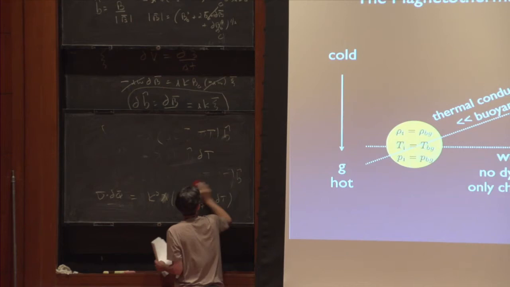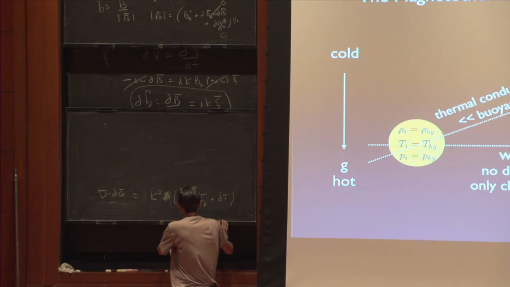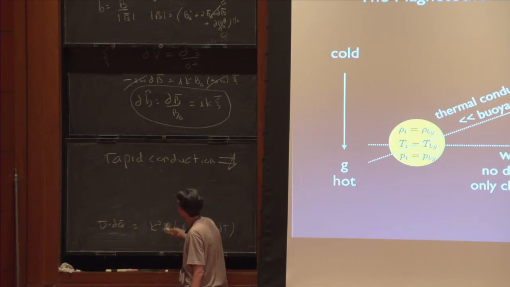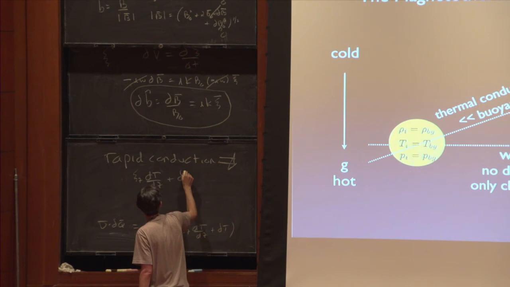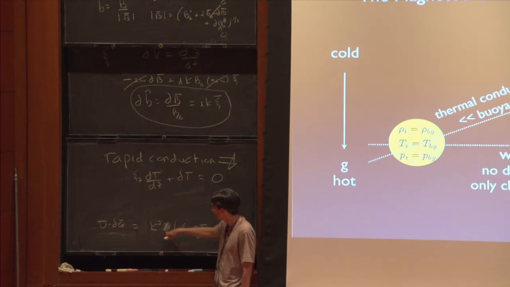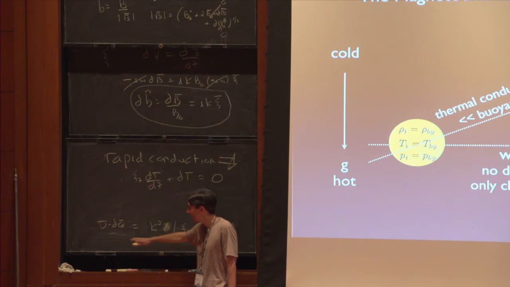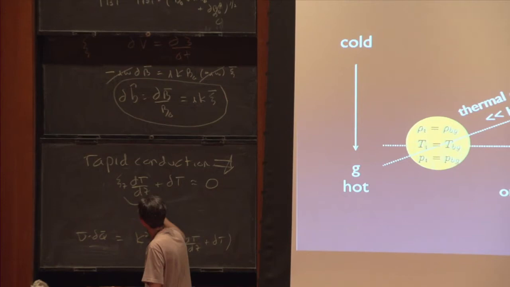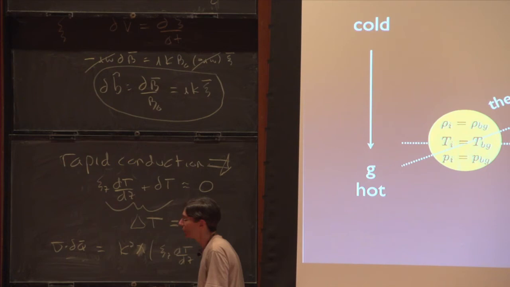So what that means is that rapid conduction implies that psi z dT/dz plus delta T is approximately zero. You can think of this as you're shorting out the heat flux, you're keeping this thing finite as this goes to infinity by setting this roughly to zero. This thing on the left-hand side is exactly the Lagrangian perturbation to the temperature, the co-moving perturbation to the temperature.